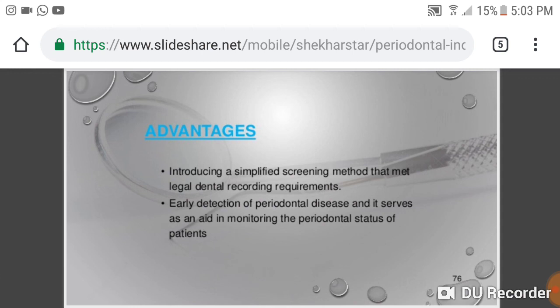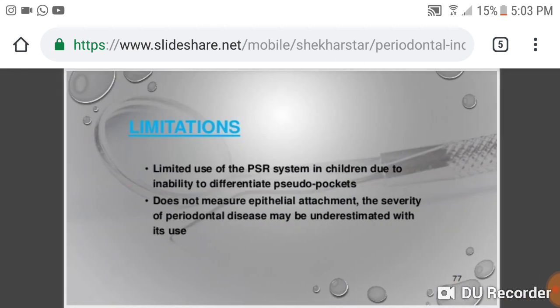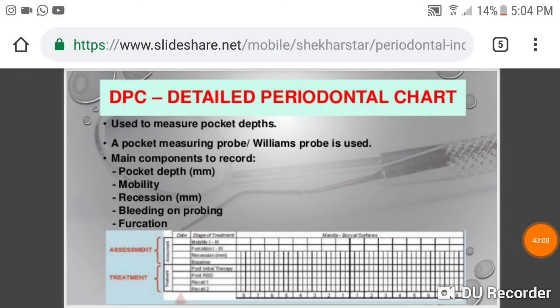The advantages of this method: introducing a simplified screening method that met legal dental recording requirements, early detection of periodontal disease, and it serves as an aid in monitoring the periodontal status of patients. The limitations: limited use of the PSR system in children due to inability to differentiate pseudo pockets. It does not measure epithelial attachment. The severity of periodontal disease may be underestimated with its use. This is the assessment and treatment need graph, sort of.